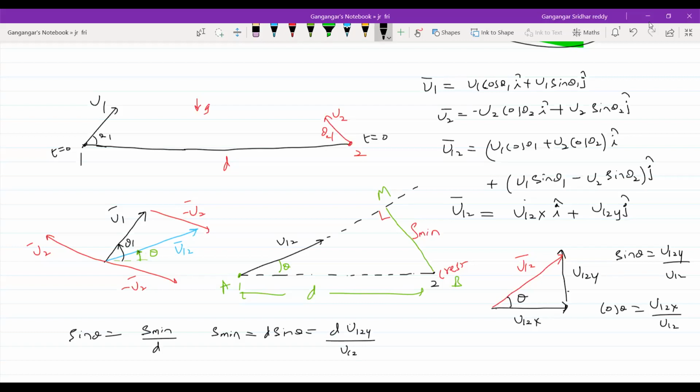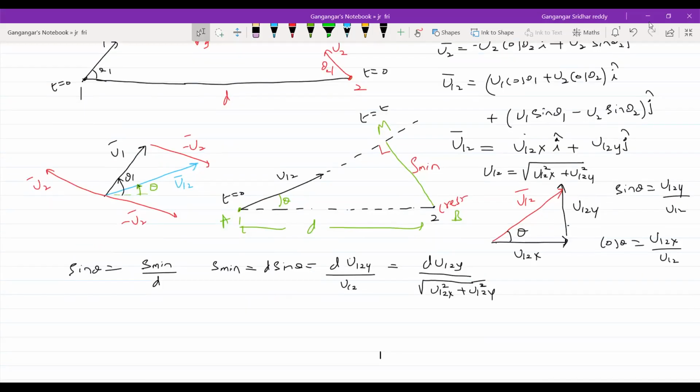What is U12? The magnitude of this. You want the magnitude if you want. What about the time? At T equals 0, it is here, no? After some time T, it will be here. How to calculate that time?